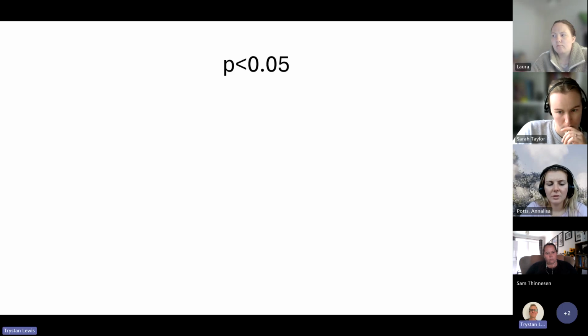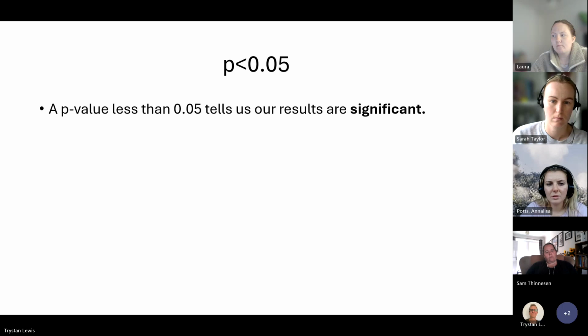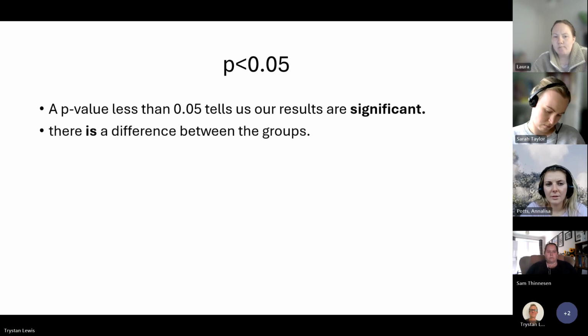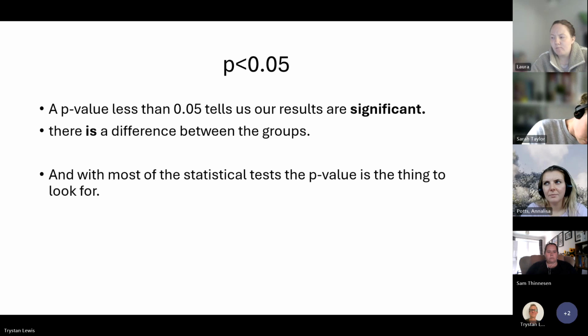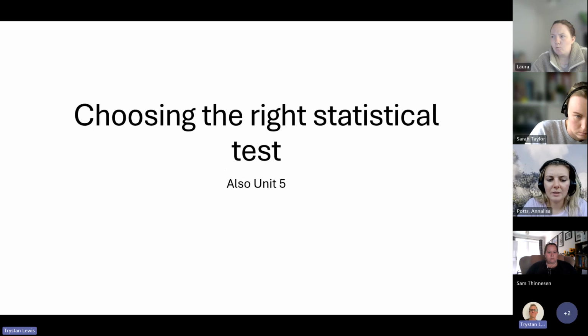P is less than 0.05. That means your results are significant statistically. There is a difference between the groups. It doesn't tell you what the difference is, bigger, smaller, whatever. So with most statistical tests, the p-value is what you look for.